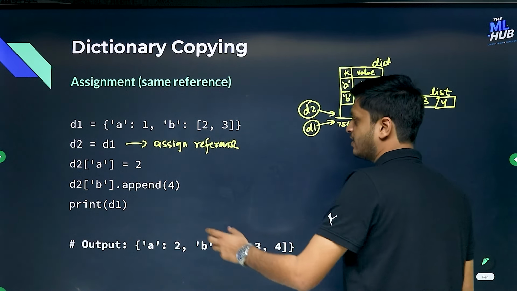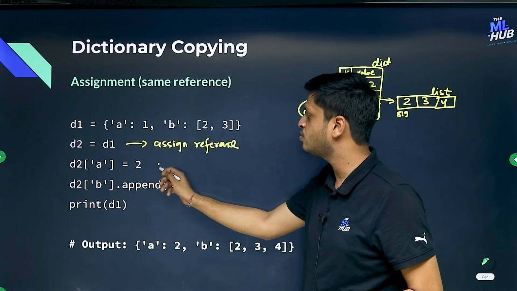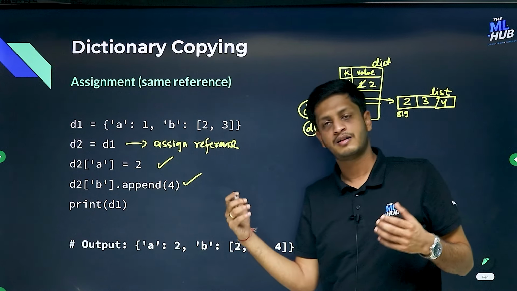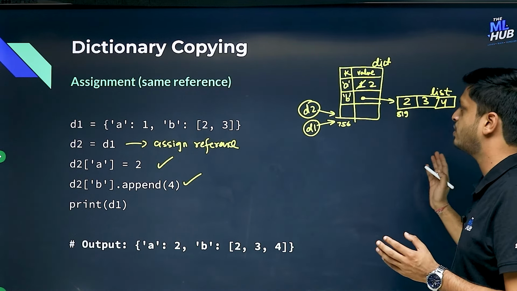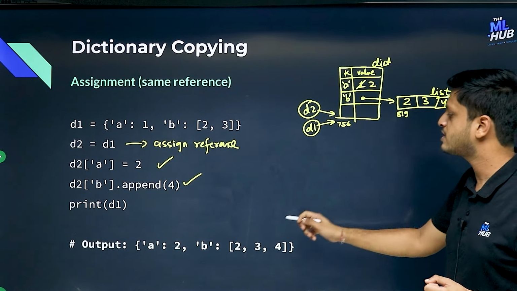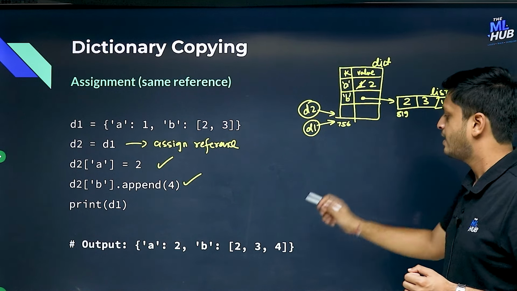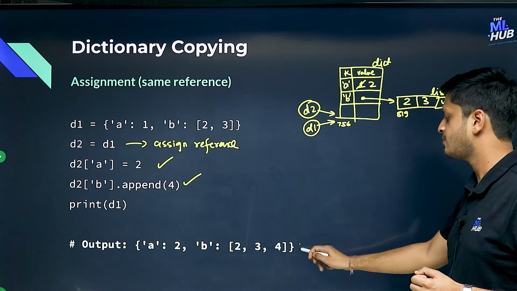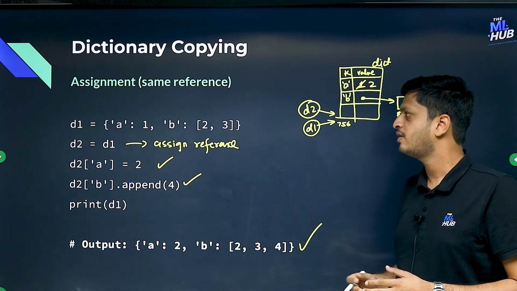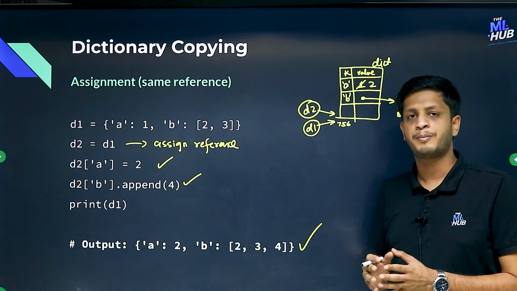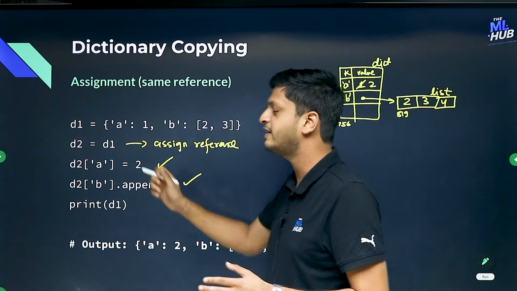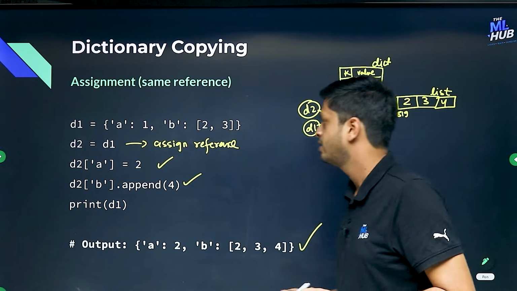Now if you print D1, even though we made changes to D2, they both are pointing to the same memory location. When you print D1, you will see output as A:2 and B:2, 3, 4. Okay, so this is how assignment copy works. If you just do assignment, there will be no copy created.